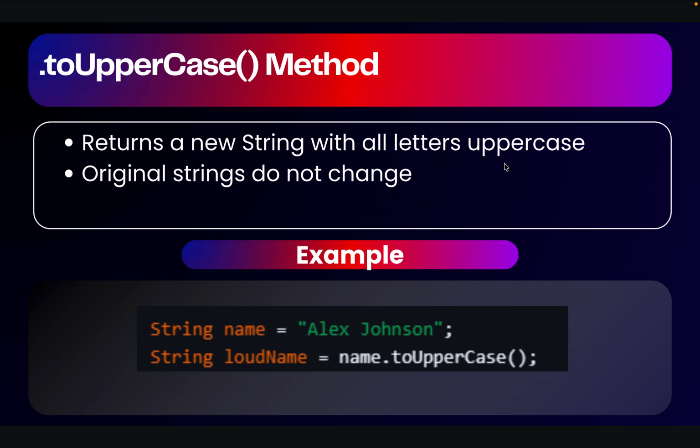Although we are applying the toUpperCase method to it, the original string of name is not changing. All that's happening is a new string is being created and being stored in loudName. So again, strings are immutable, and in this case, name, or Alex Johnson, will continue to live in our code pretty much until we erase that line of code from our program.